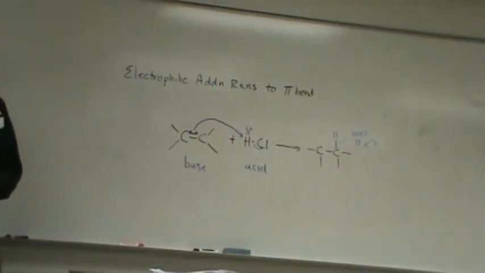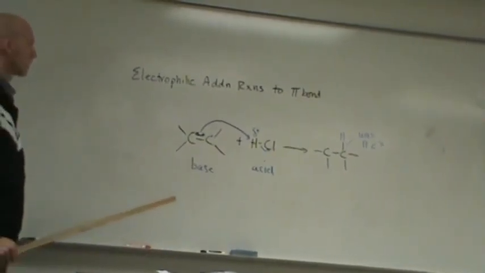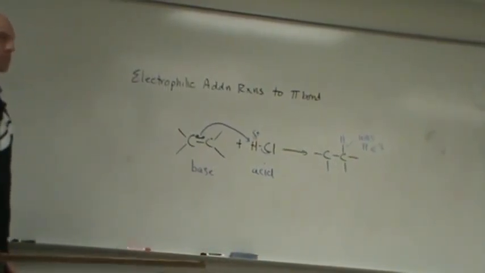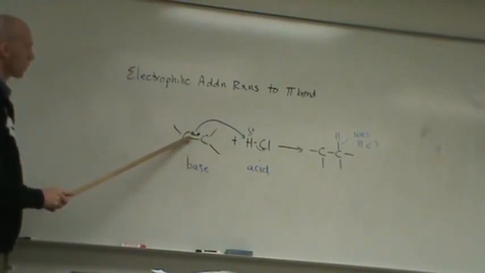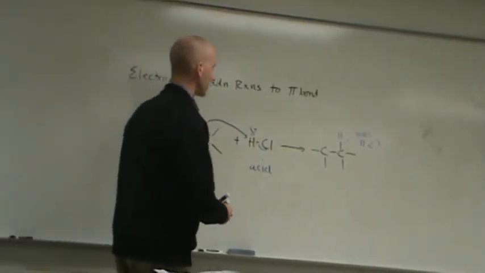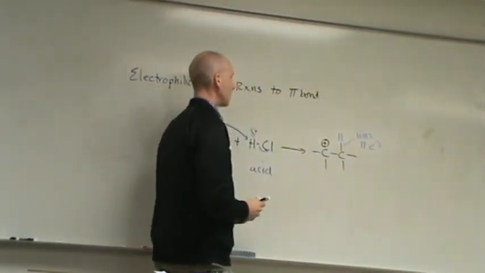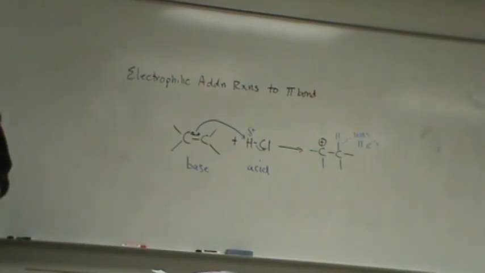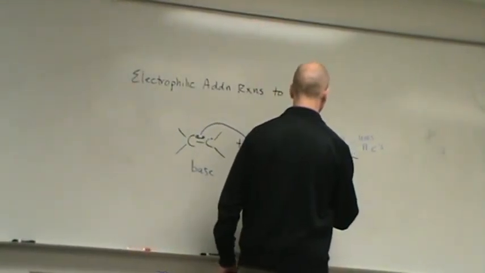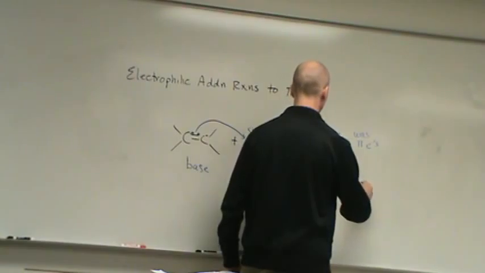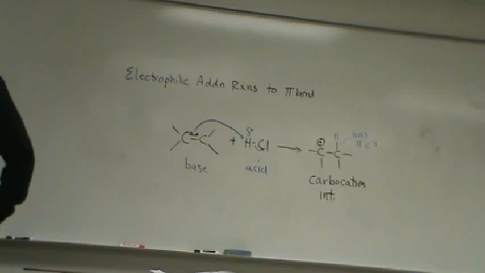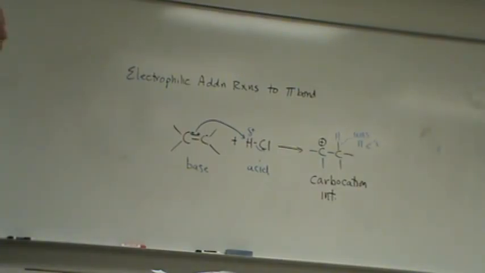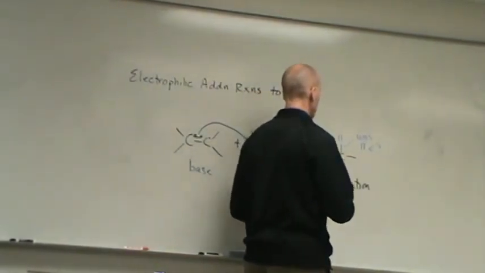So this bond here was the pi electrons. And now it's a sigma bond to that hydrogen. Well, if you look, this carbon here lost this one electron, didn't it? So what kind of charge will be on that carbon? A positive charge. So what we get in addition reactions is a carbocation intermediate. So carbocation always forms in the first step.